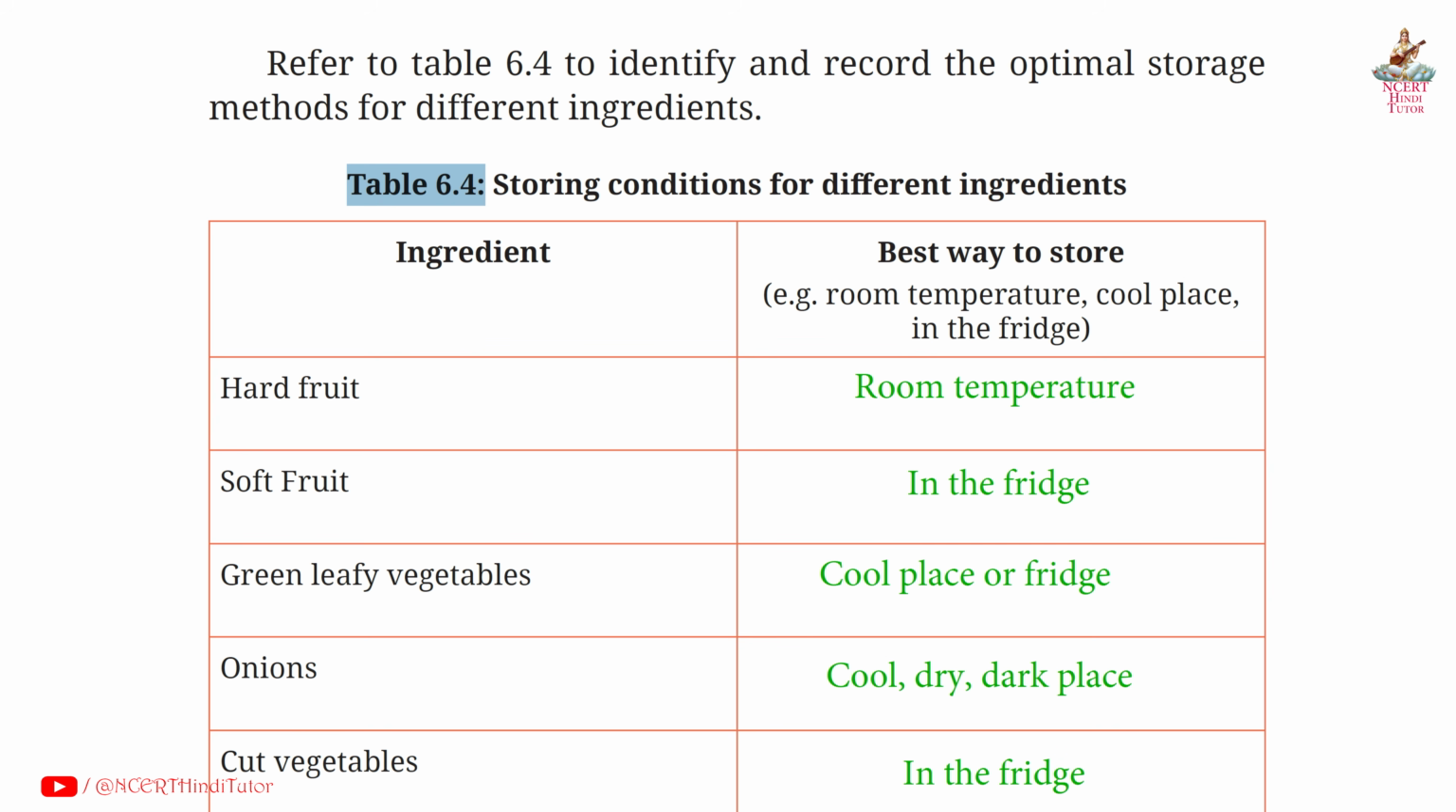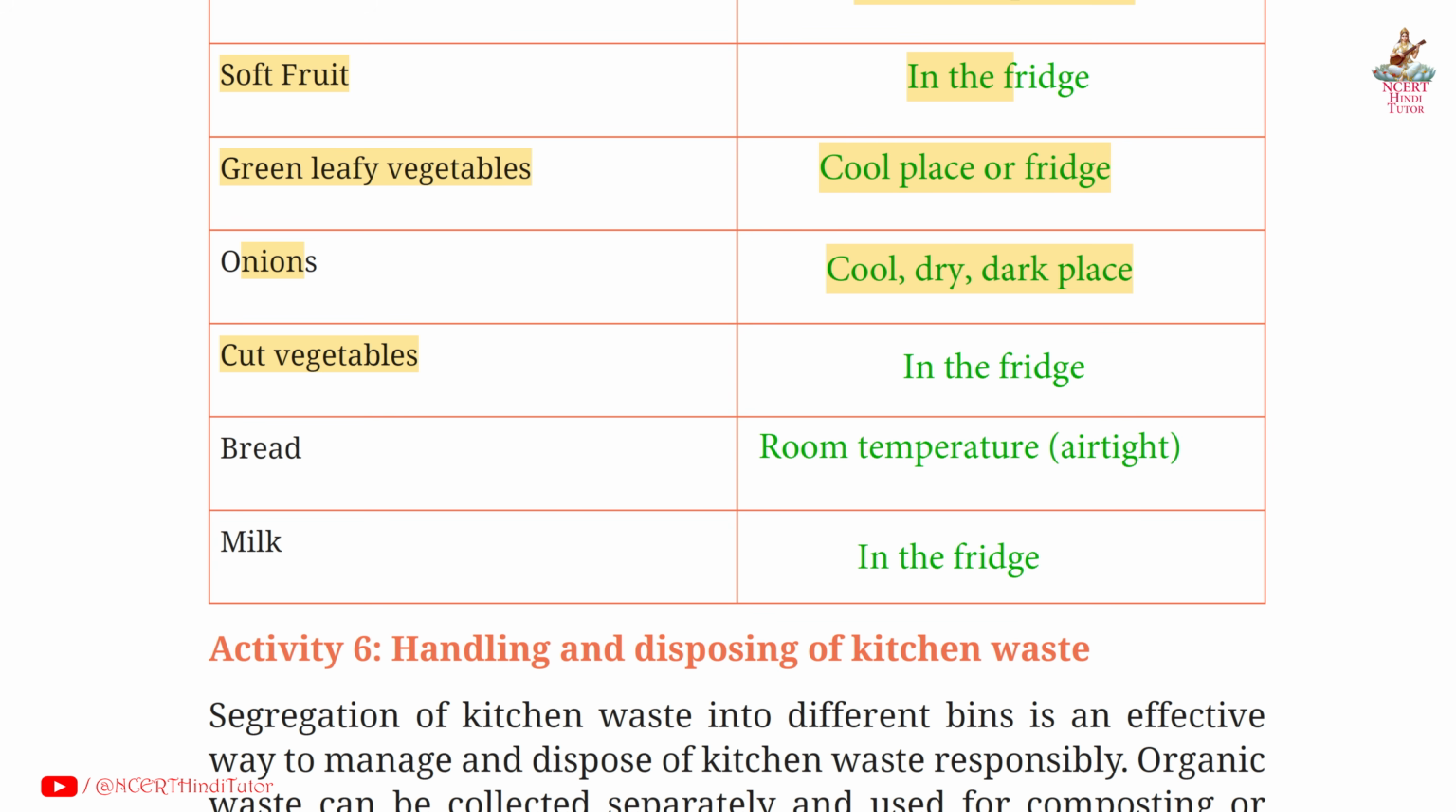Table 6.4 Storing conditions for different ingredients. Ingredient hard fruit, best way to store: room temperature. Next, soft fruit in the fridge. Green leafy vegetables, cool place or fridge. Onions, cool, dry, dark place. Cut vegetables in the fridge. Bread, room temperature, airtight. Milk in the fridge.